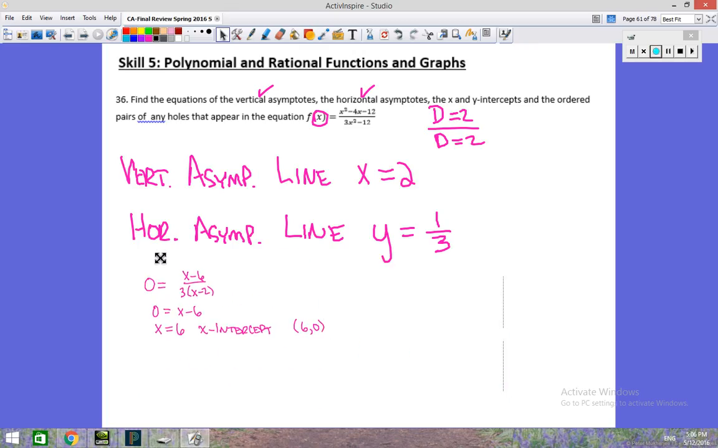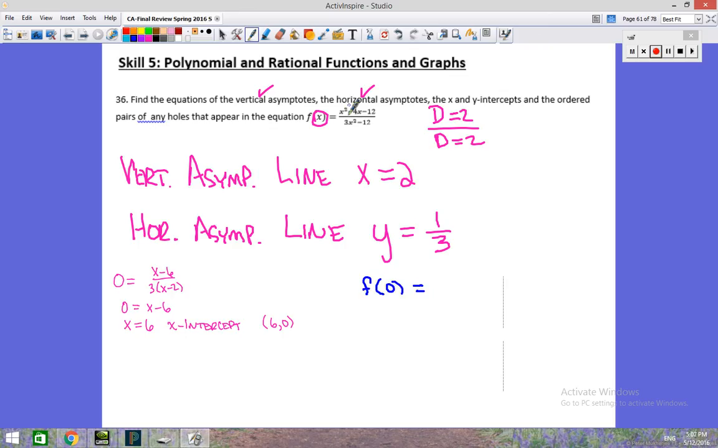To find the y-intercept, we let x be 0. We plug in 0 into the function. I don't have to use my reduced form. I'm going to use the original, not the one in factored form, because it's easy to see. If x is 0, then 0 squared is 0. 4 times 0 is 0, and I have a -12. In the denominator, 3 times 0 squared is 0, and I've got a -12. I know that -12 divided by -12 is 1. So y equals 1 is my y-intercept.